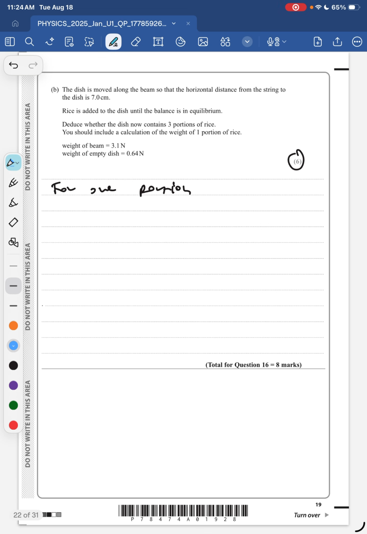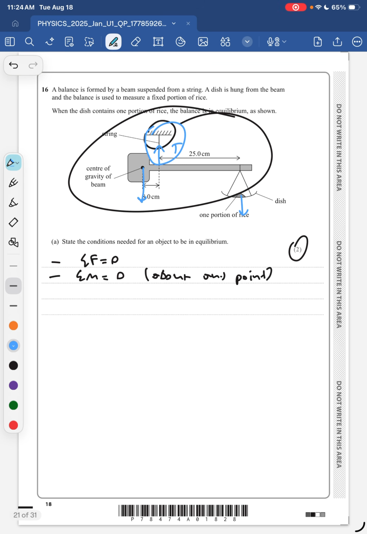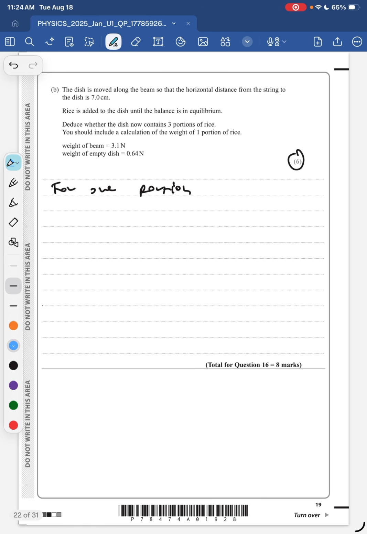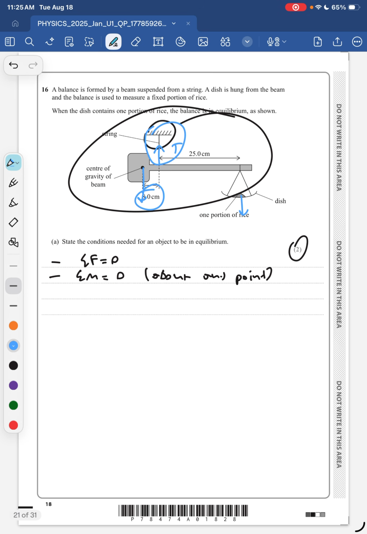So we have 8 centimeters, right? So 8 centimeters times the weight of the beam, 3.1, should be equal to the weight of the portion plus the weight of the dish times 25. Okay, so I'm going to do this a little bit fast. So the weight of 1 portion is 0.35 newtons, from the wording of the problem.